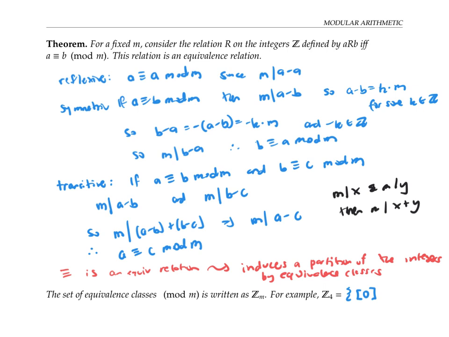We'd have the equivalence class of 0, all the things that have a remainder of 0 mod 4. The equivalence class of 1, all the things that have a remainder of 1 mod 4. Equivalence class of 2, and the equivalence class of 3. That's it, because the equivalence class of 4 is the same as the equivalence class of 0. They both have the same remainder, so they're both equivalent to each other.